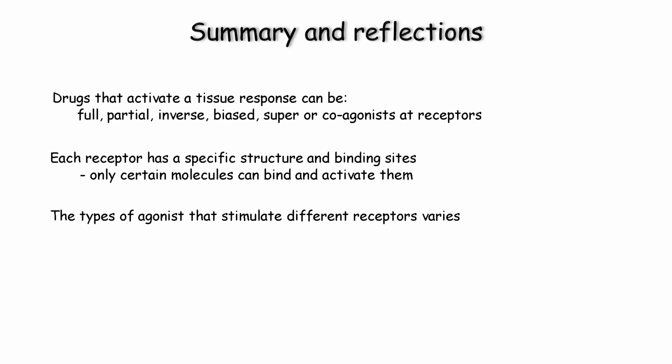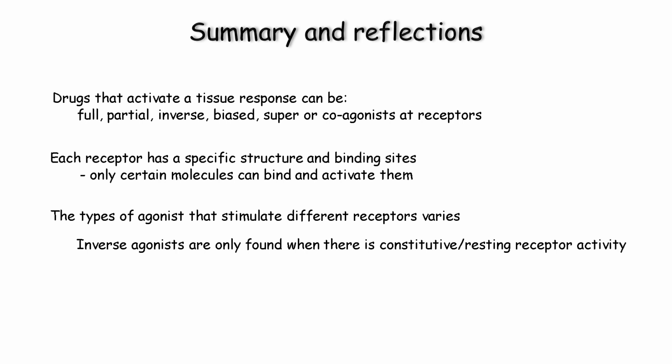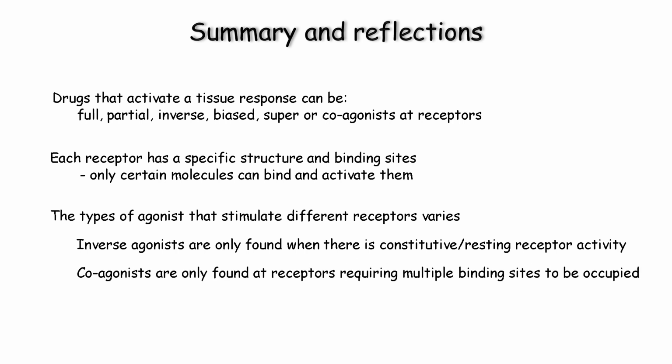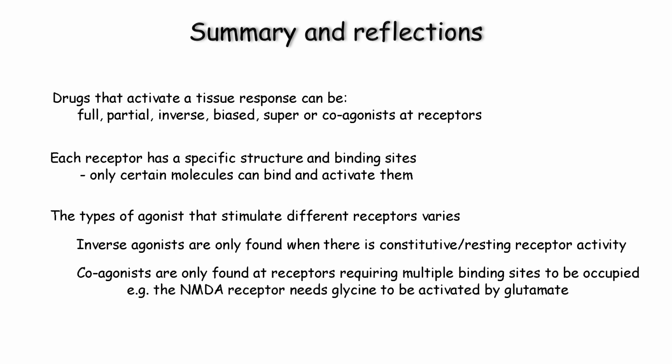For example, an inverse agonist is only possible when there is constitutive or resting activity in the receptor. Co-agonists are not necessary for most agonists to work at most receptors, but they are required when the receptor has multiple binding sites that need to be occupied before they will activate. An example is the NMDA receptor, which can only be activated by glutamate in the presence of glycine.